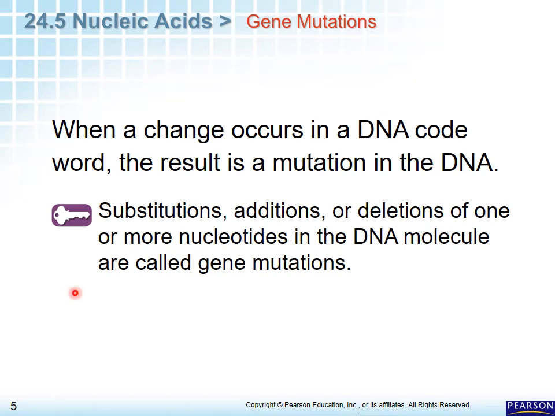Okay, students. Now, when a change occurs in a DNA code word, the result is a mutation in the DNA. So it means substitution, addition, or deletion of one or more nucleotides such as guanine, cytosine, adenine, thymine in a DNA molecule is called gene mutation.